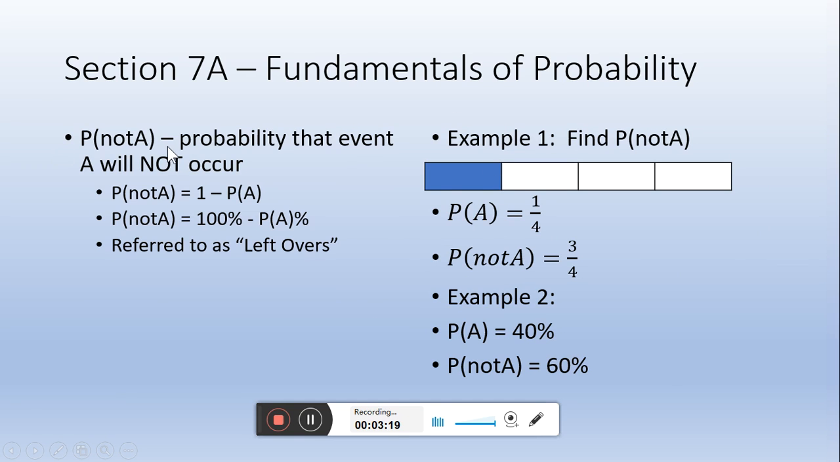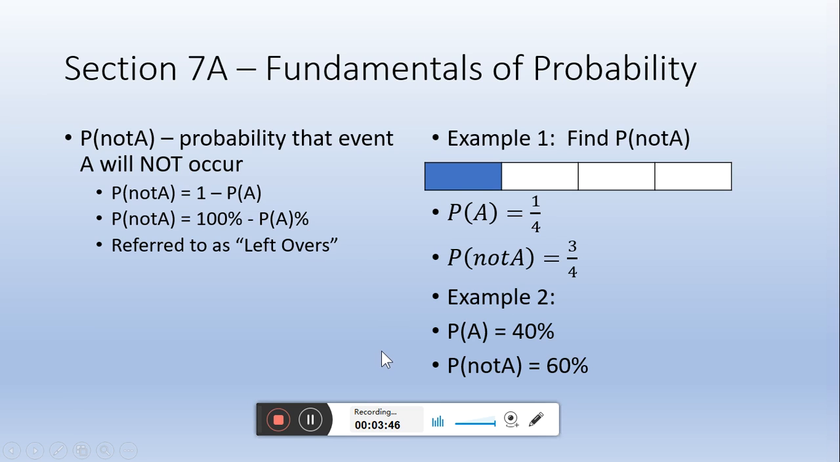Now, P not of A is the probability that event A will not occur. And here are a couple of formulas for P not of A. So P not of A is basically 1 minus P of A, or if it's in percent, 100% minus P of A. Now, I often refer to P not of A as leftovers because technically it's the leftover of P of A.